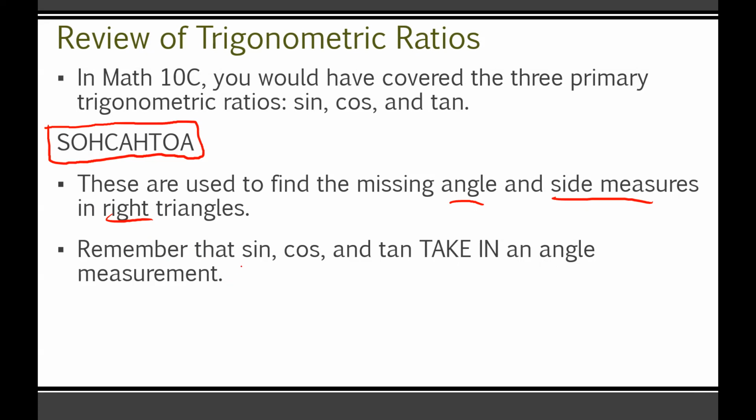I also want you to remember that sine, cos, and tan take in an angle measurement. They work as something called a function. A function has to take in an input and then spit out an output. So for instance, you might have something like sine of 30 degrees, and you throw that in your calculator and it spits something out, right? Notice it's taking in an angle. So you actually have to plug an angle into it in order for it to spit out an answer.